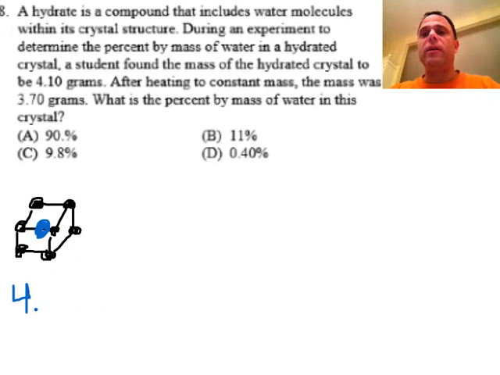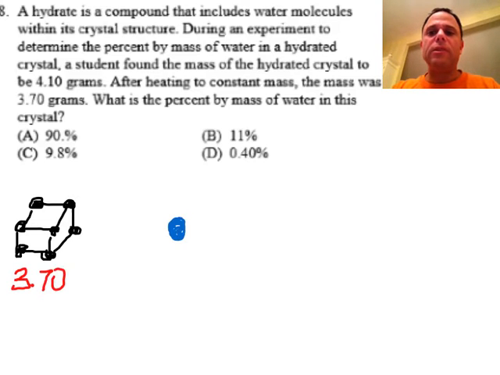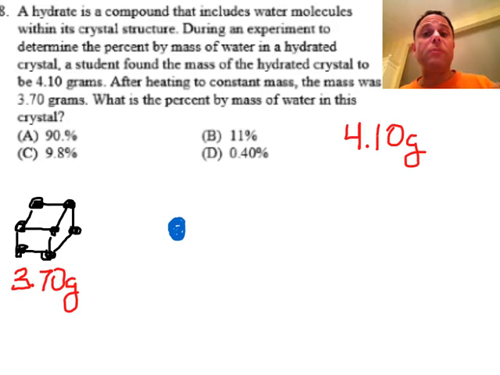So let me go ahead and redraw that. Now the water is over here. It would actually be more like a vapor that escaped, but let's just put it here so that we could have our discussion. Now the mass that remains is 3.70 grams. But remember, it was 4.10 grams. So what must be the mass of the water itself? Well, let's subtract the mass of the compound without the water from the compound with the water.